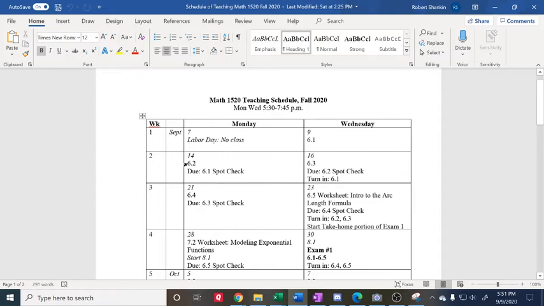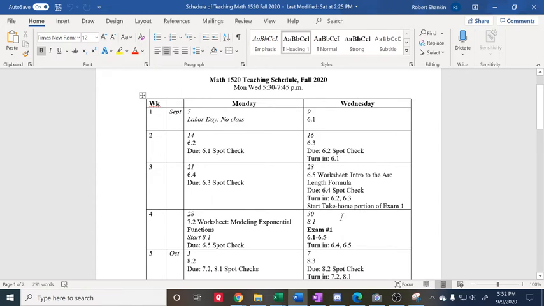During week 2 we cover 6.2 and 6.3, but you don't turn those in until the end of week 3. And that's always going to be the case. Whatever homework you do one week, you don't actually formally have to turn it in until the end of the following week. So there's a delay period with assignments. But then there's this spot check stuff. And this gets confusing for some students.